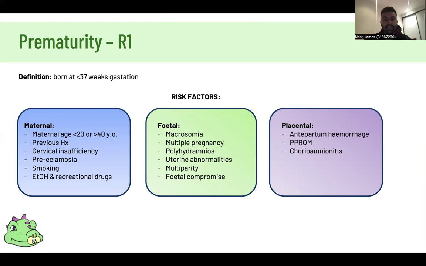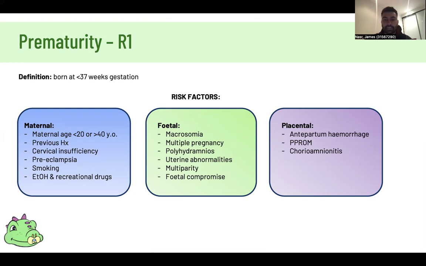From the fetal aspect, really think of anything that would cause stretch of the uterine cavity or cause the cervix to open up a bit earlier. So macrosomia, multiple pregnancies, and polyhydramnios all have the same pathophysiology in terms of causing prematurity. And then any uterine abnormalities, multiparity, and fetal compromise as well.